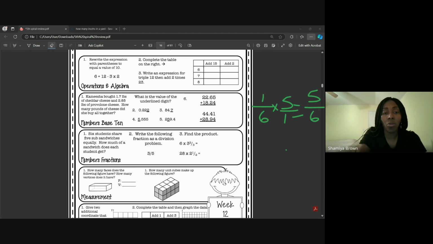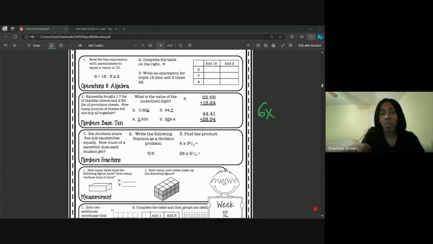Number 2 says write the following fraction as a division problem. So that's just simple. That's 3 divided by 5. That's it. Number 3 says find the product. So I am multiplying here.